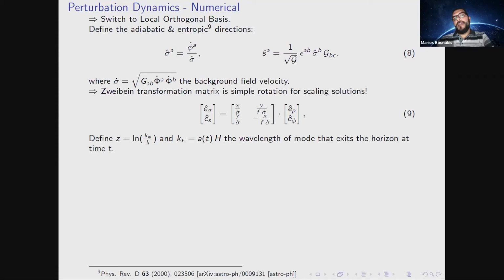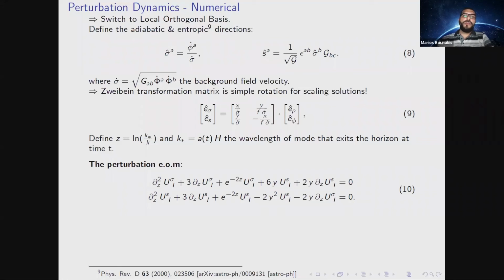Changing then the time variable to this z here, where we define this k star to be the wavelength of the mode that exits the horizon at time t, we obtain the equations of motion for the perturbations and note the highly non-linear nature of them.